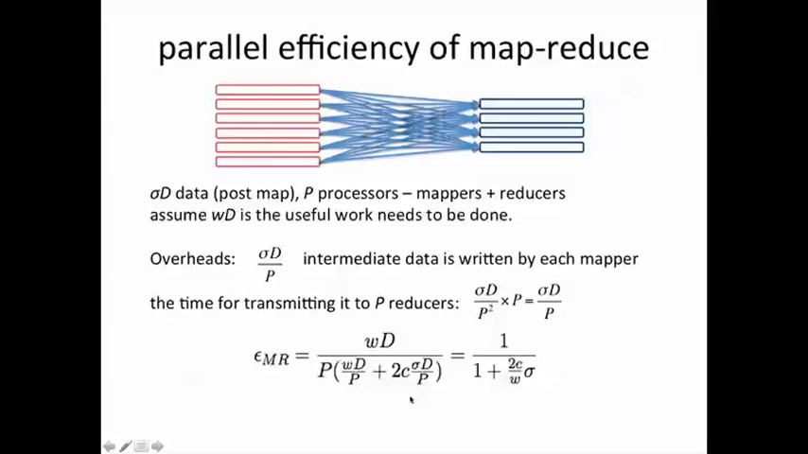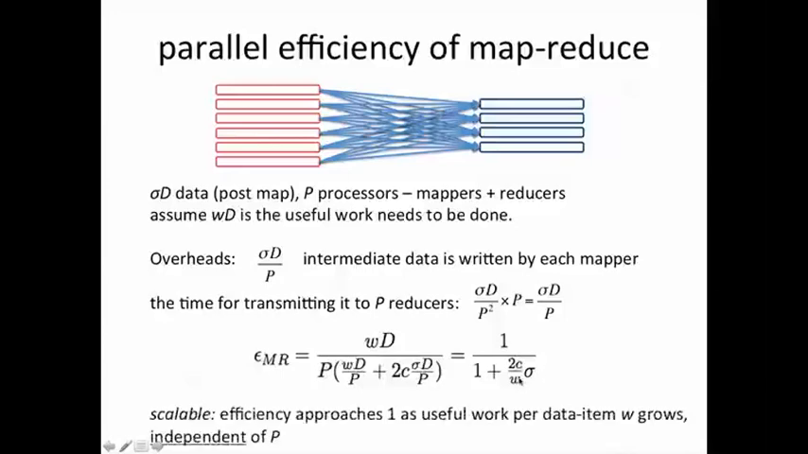Simplifying this parallel efficiency, we get an expression which is surprisingly independent of p, though dependent on W and sigma in an important way. It's nice that it's independent of p because it indicates that the MapReduce process is scalable. You can get large efficiencies even with large numbers of processors. There is no dependency of the efficiency on the number of processors. However, it is dependent on sigma and W.